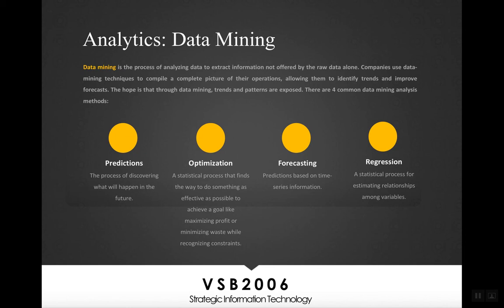Some of the examples we have: there are four common analysis techniques or methods that are out there. One is this idea of what we call predictions, figuring out what will happen, what are the probabilities of things that are going to happen in the future.